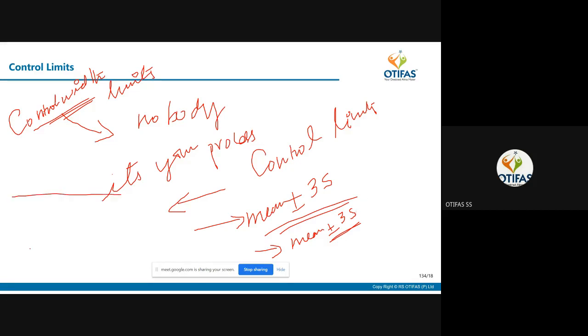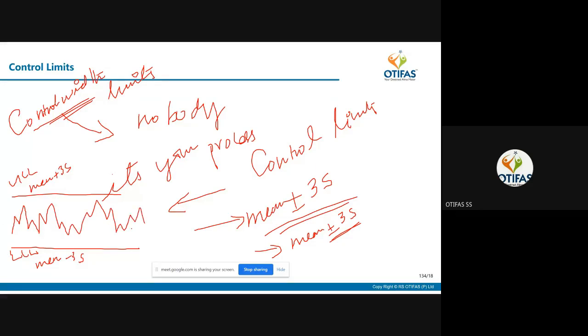So, if you take these two lines, they are the upper control limit and lower control limit. What is the upper control limit? Mean plus 3 standard deviation, and the lower control limit is mean minus 3 standard deviation. Now, naturally, the process will be within this, okay? And whatever measurement or output variation is happening within it, that is natural variation, okay?